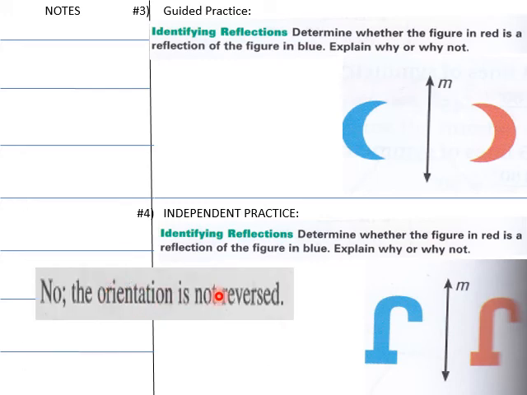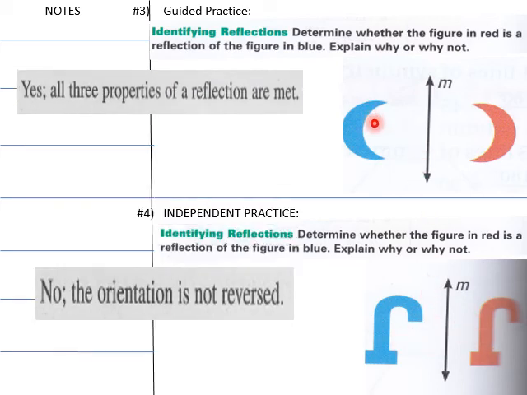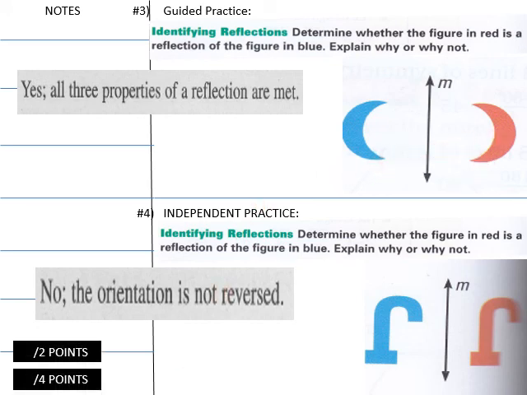Okay, welcome back. No, the orientation is not reversed. If that was the case, this would be over here. Drawing a perpendicular here, you would measure, and this would be the same distance over here, and it's just a shift. Now over here, number 1, yes, all three properties are met. If we drew a perpendicular here, they'd be the same distance, and out here, the same, and then here it would be the same. So that's how you would do that.